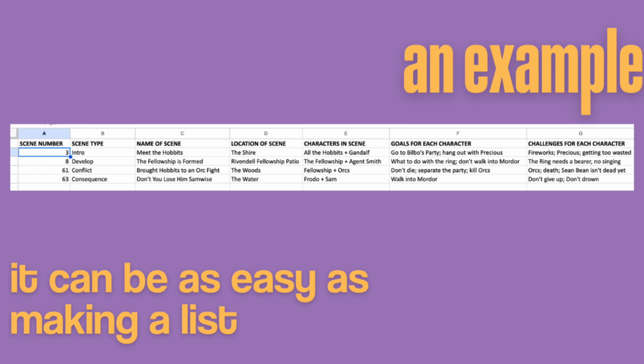Who's in the scene? Frodo and Sam, our two characters. What are they trying to do? They're going to try to walk into Mordor. Remember that thing we talked about? It was a goal not to do before. Now it's a goal. What's the point? Why does this scene matter? Well, the idea is, one, don't drown, because they're in boats on the water, and they have to learn not to give up and do this together. It can be as easy as that.